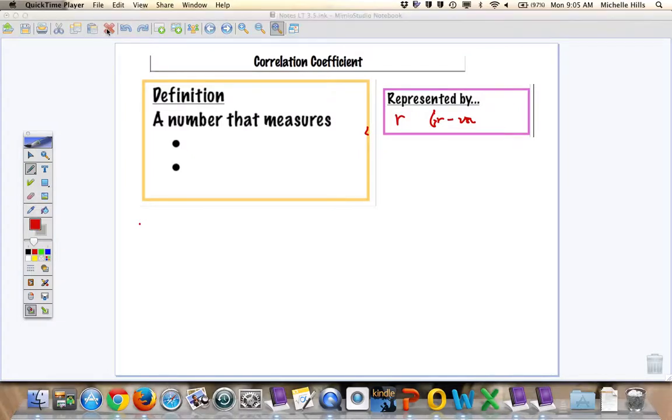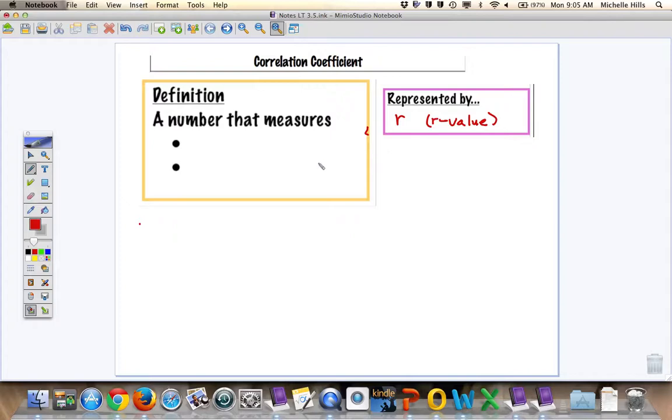Let's clean this up. The R value. So if you hear R value or correlation coefficient, they are used interchangeably. It measures two things, and this is really important that you know it measures two things. It measures direction. In other words, is the correlation positive or negative? And it measures the strength of the relationship between the two variables. You've got to remember it measures both things.